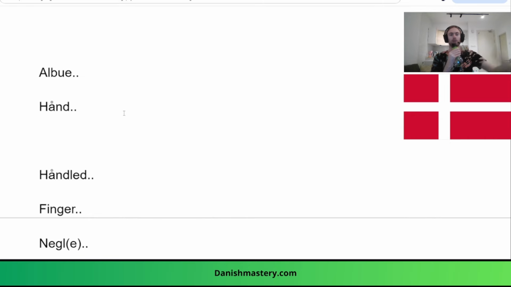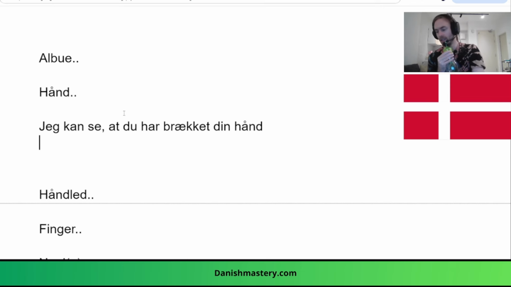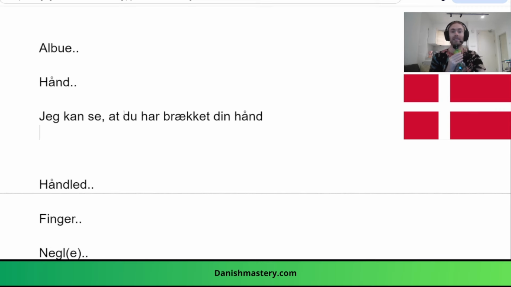Now, hånd is hand. So, you could say, jeg kan se, at du har brækket. This is messed up. I just thought of it. Jeg kan se, at du har brækket din hånd. Is anything going on here? Okay. Jeg kan se, at du har brækket din hånd. I can see that you have broken your hand. Okay, or that you broke your hand. But literally have broken, har brækket. So that sucks. Right? But hånd is that. And at brække is to break.